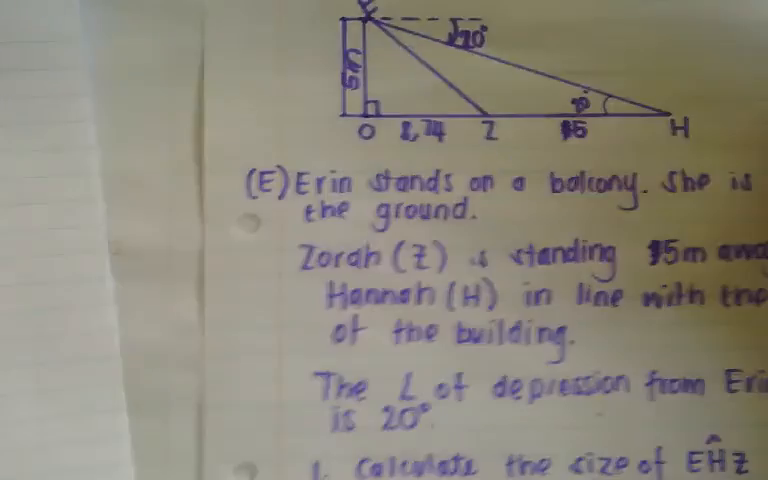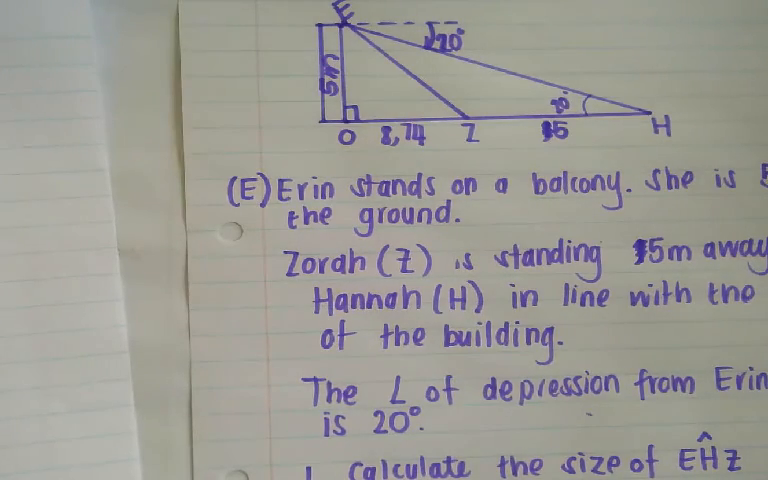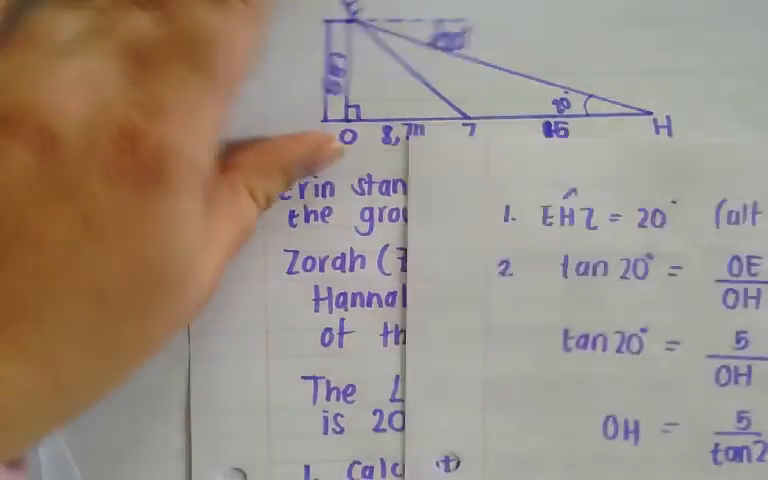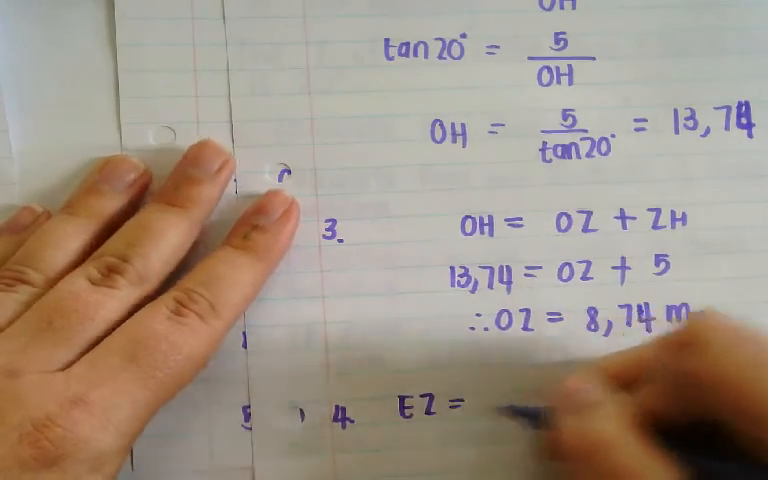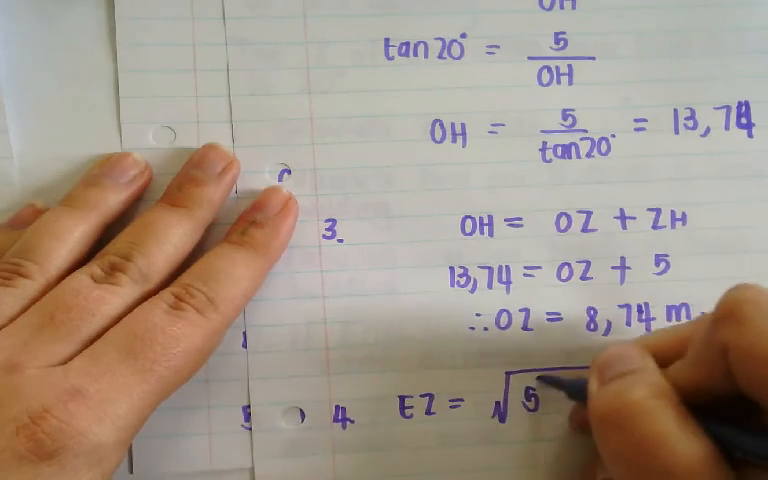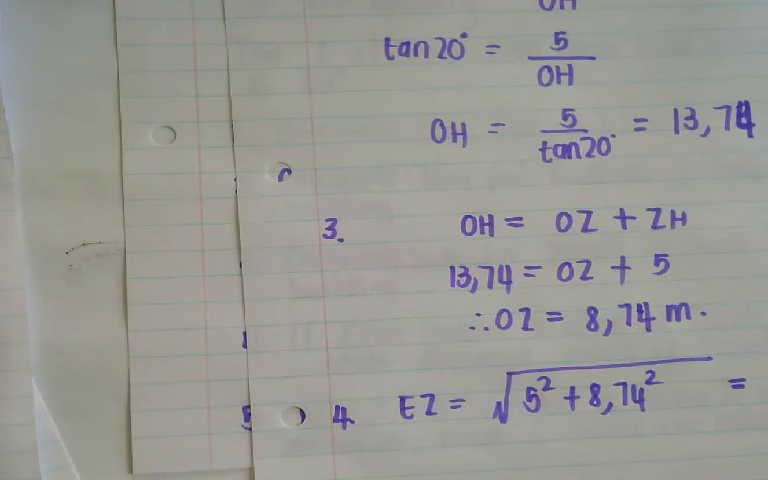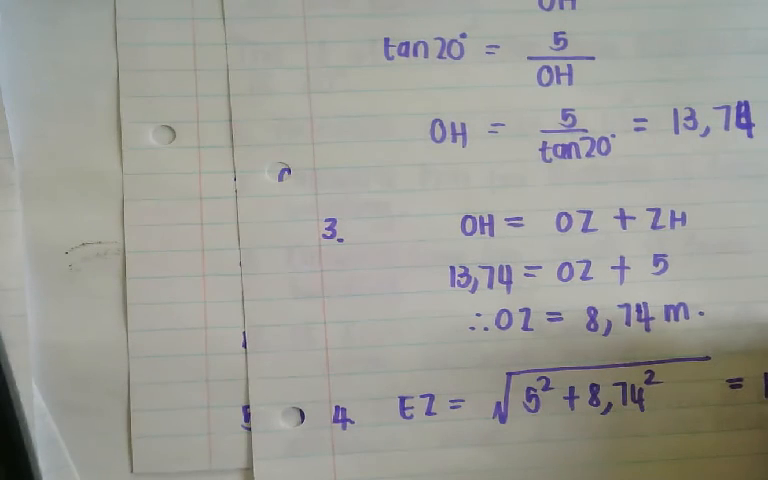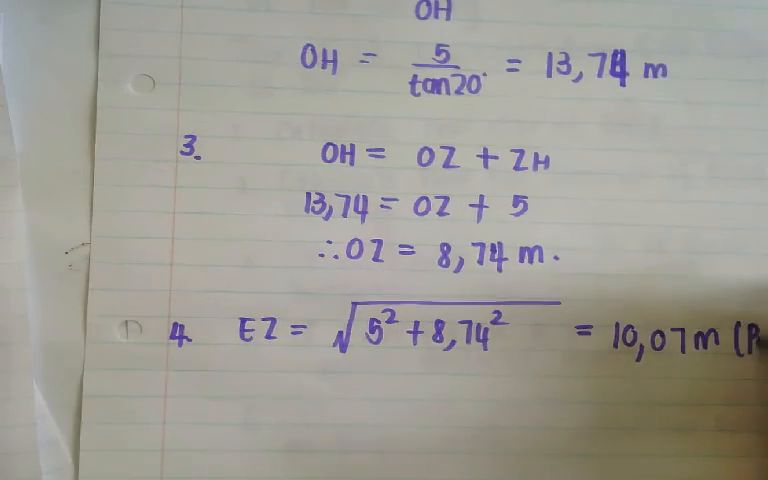Okay, I'm going to change. If Erin threw a shoe, can't be to Zora. Why can't I calculate the distance to Zora? Oh, I could, right? I could use Pythagoras, couldn't I? So let's use Pythagoras. I would say EZ is equal to the square root of 5 squared plus 8,74 squared. Erin's shoe would travel how many meters? Erin's shoe is going to travel 10,07 meters. And I just did Pythagoras.